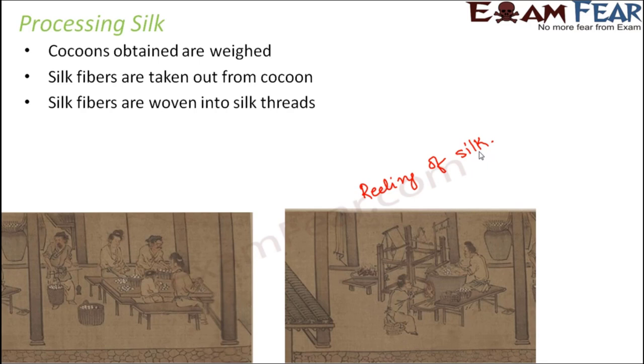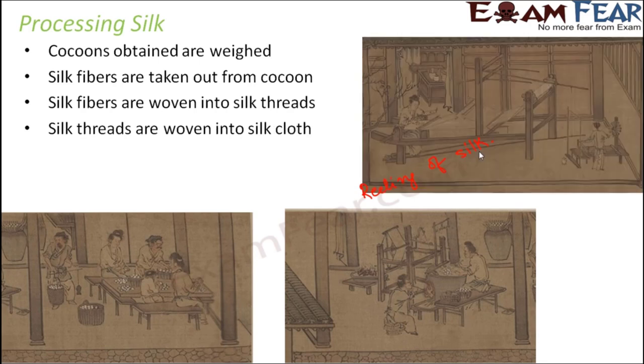Now, once you get the silk fibers, you are almost done. Then these silk fibers are woven to form the silk threads. Once you have the silk threads, I think you all know what happens. The silk threads are then woven again to form the silk cloth. Once you have the silk cloth, that's it. Now you can just go to the tailor and get it made into a suit or a dress or a sari. So that's how silk is obtained from the silkworm.